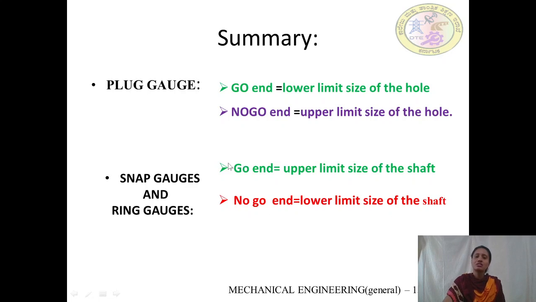See, you may consider any type of gauges. As I told you, plug gauge, snap or ring gauges, always the manufactured product should go inside the go end and it should not go inside the no go end. So this is the summary. Okay.